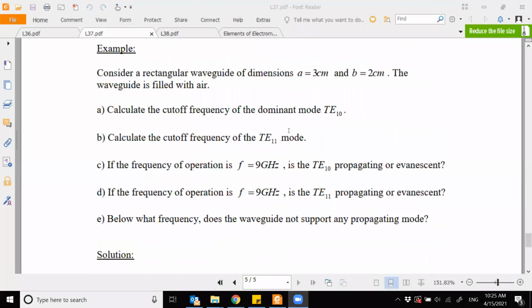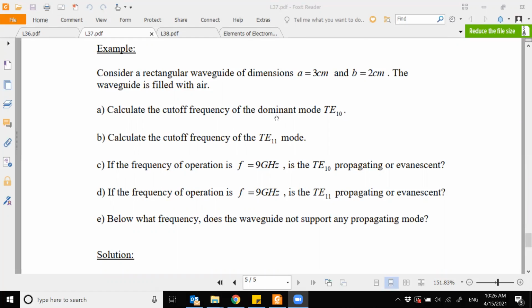So let's take an example. The example says that you have a rectangular waveguide whose dimensions are 3 centimeters by 2 centimeters, and it is filled with air. So here the medium is air. Very similar to our experiments 8 and 9, because the rectangular waveguides in experiments 8 and 9 in the lab are filled with air.